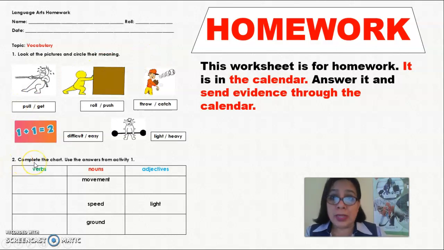It says, complete the chart and use the answers from activity 1. What does it mean? The word that you circled will be classified into verbs, nouns, or adjectives. I already gave you the nouns and 1 adjective. You need to give me the 3 verbs from the answers and maybe 1 adjective, okay? Because we have 1 adjective there. So please complete this activity on your own. And if you have any questions, you can watch this video as many times as you want.